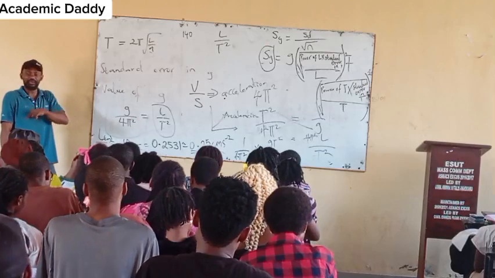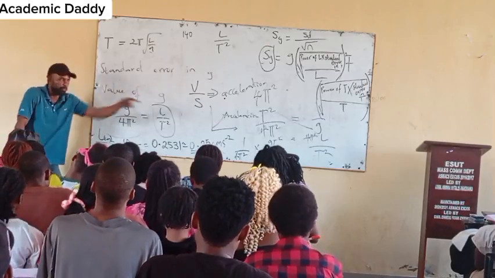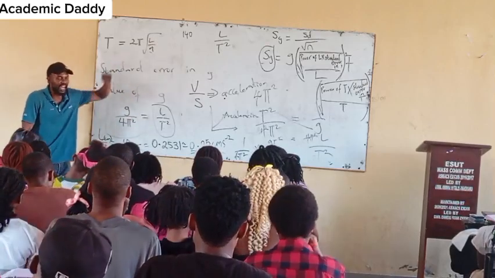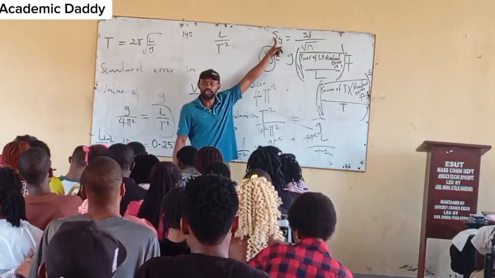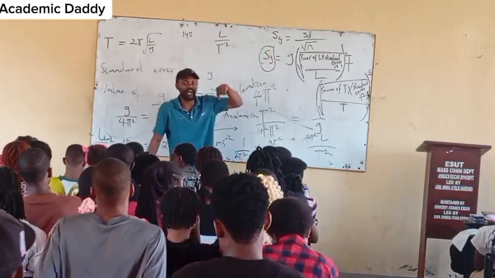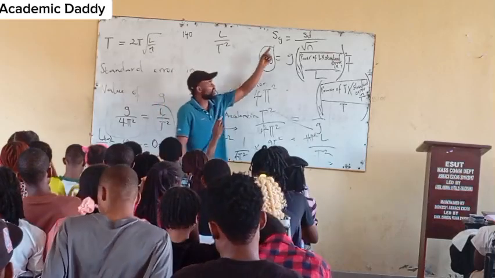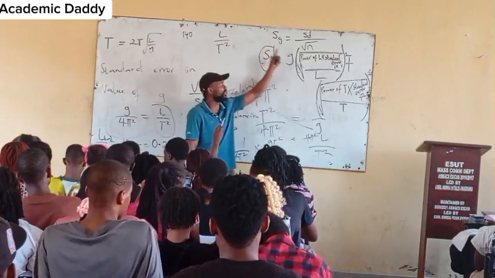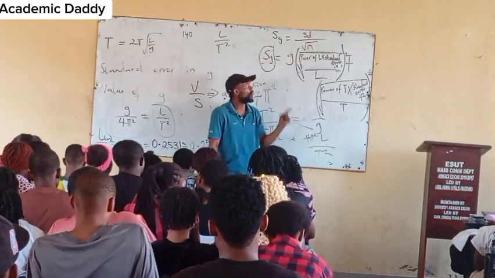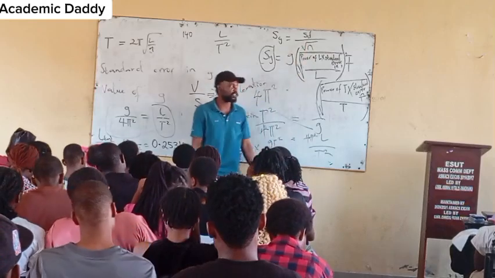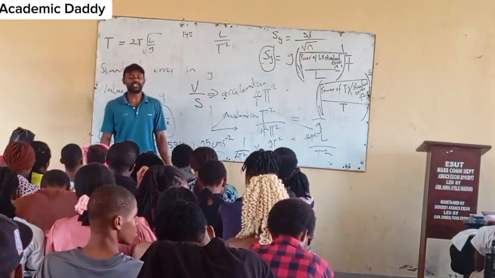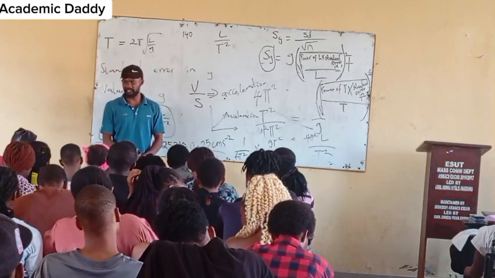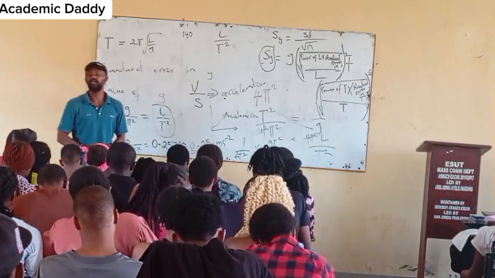This one is for standard error. Standard error. This is for standard error, not in G. In anything, the standard error is calculated by doing mean deviation all over root n, the number of observations. Yes, they all have the same sign.